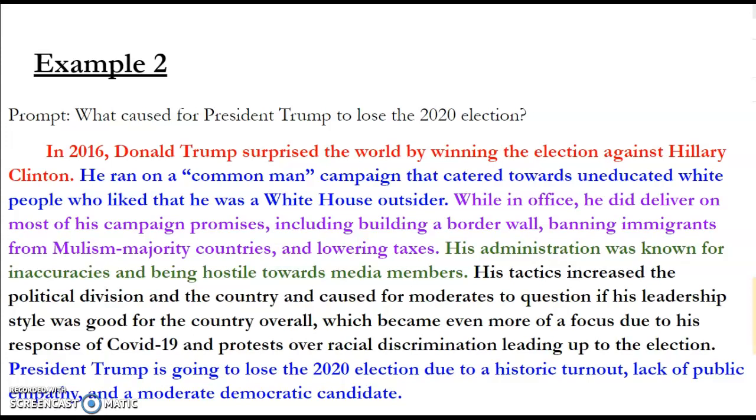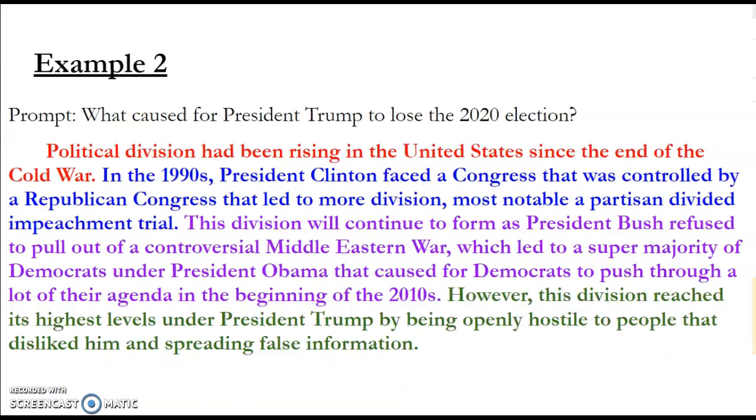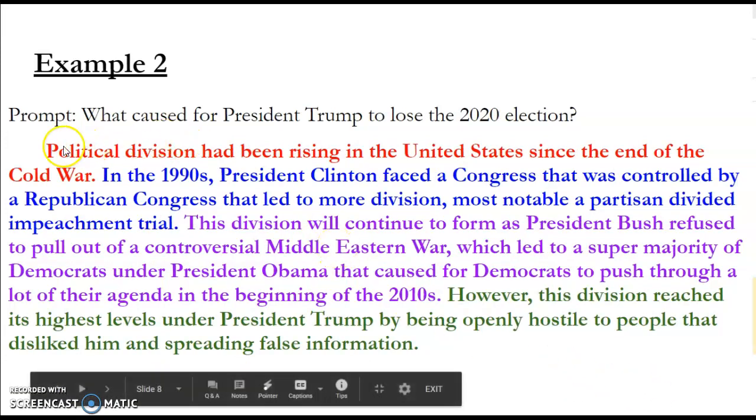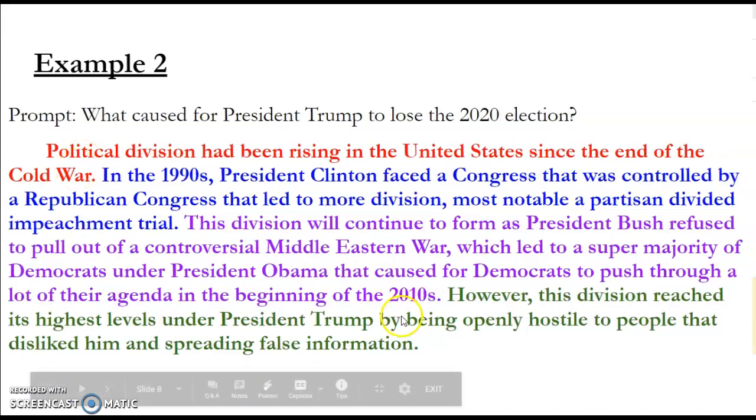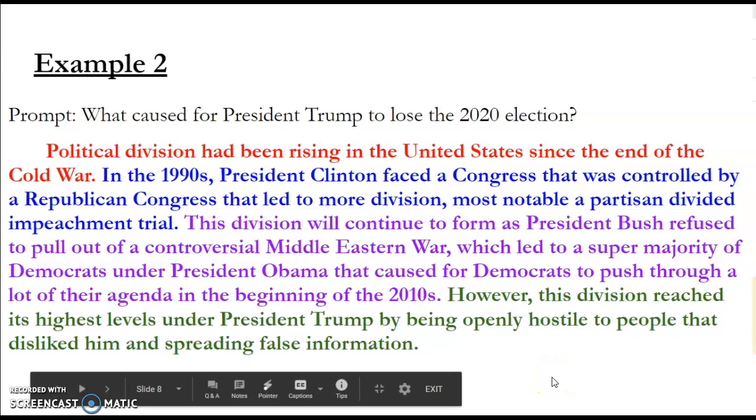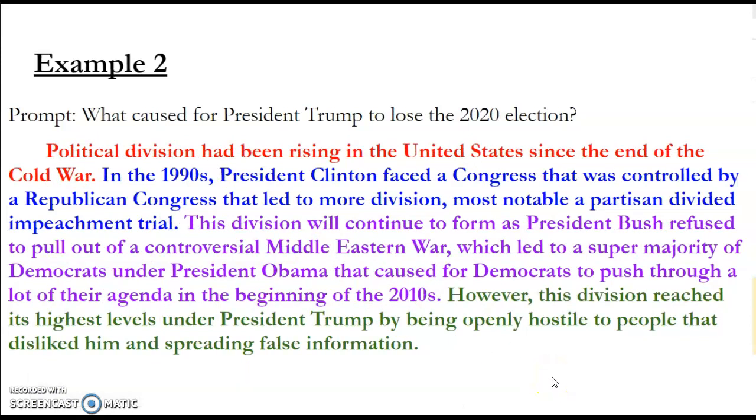All right. So again, four sentences that lead up to that develop who President Trump was, a connecting sentence, and then a thesis. Here is one more example. All right. This one starts with the end of the Cold War. So the first one started in 2016. This one's going to go way further back. I'm going to try to cover about 30 years, 40 years of political history right here in four sentences.